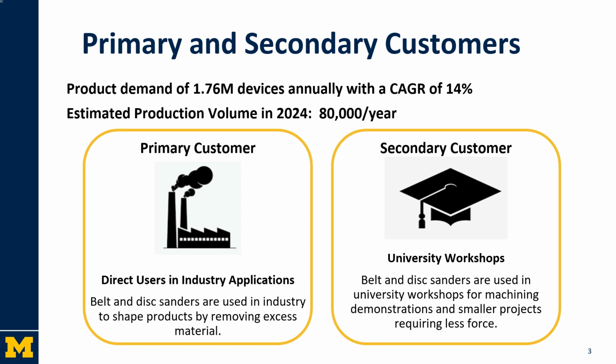Moving to our primary and secondary customers, the sander has a product demand of 1.76 million devices annually with a CAGR of 14%. This comes out to an estimated production volume of 80,000 a year. As we analyze the sander, we are taking our primary customer to be the direct users in industry applications. Those would be those in the machine shops, actually using the sanders to shape products by removing the excess material. And then our secondary customer would be university workshops that use the sanders mostly for demonstrations to students and smaller projects led by students.